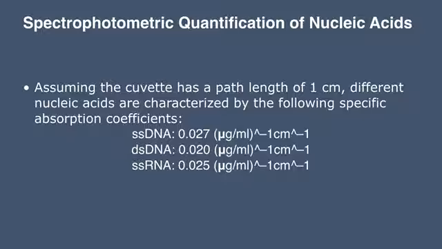Assuming the cuvette has a path length of 1 centimeter, different nucleic acids are characterized by the following specific absorption coefficients. Single-stranded DNA: 0.027 microgram per milliliter to the power of -1 centimeter to the power of -1. Double-stranded DNA: 0.020 microgram per milliliter to the power of -1 centimeter to the power of -1. Single-stranded RNA: 0.025 microgram per milliliter to the power of -1 centimeter to the power of -1.